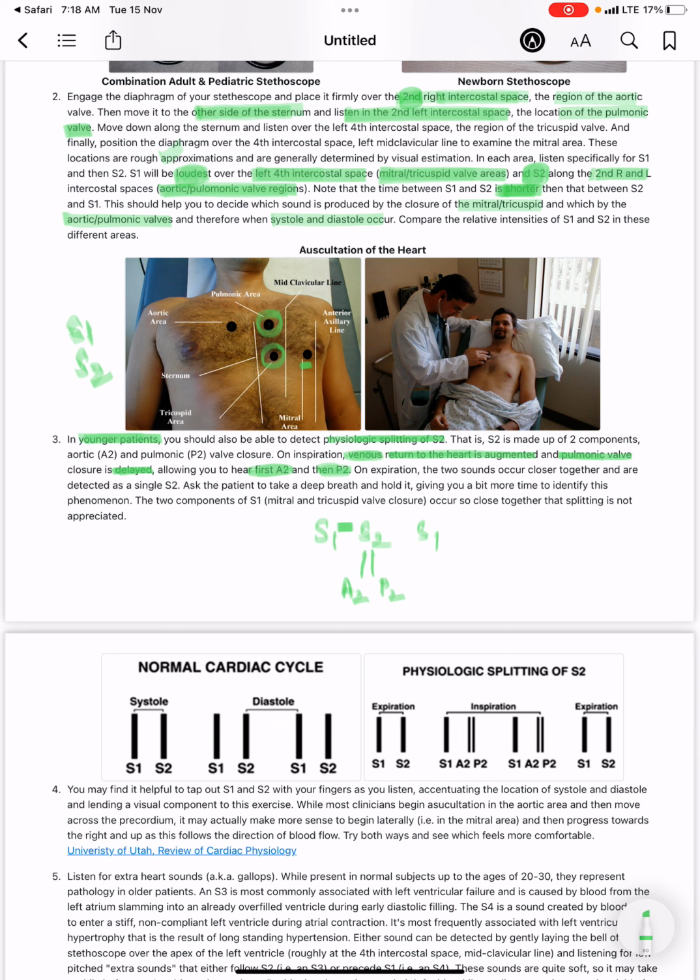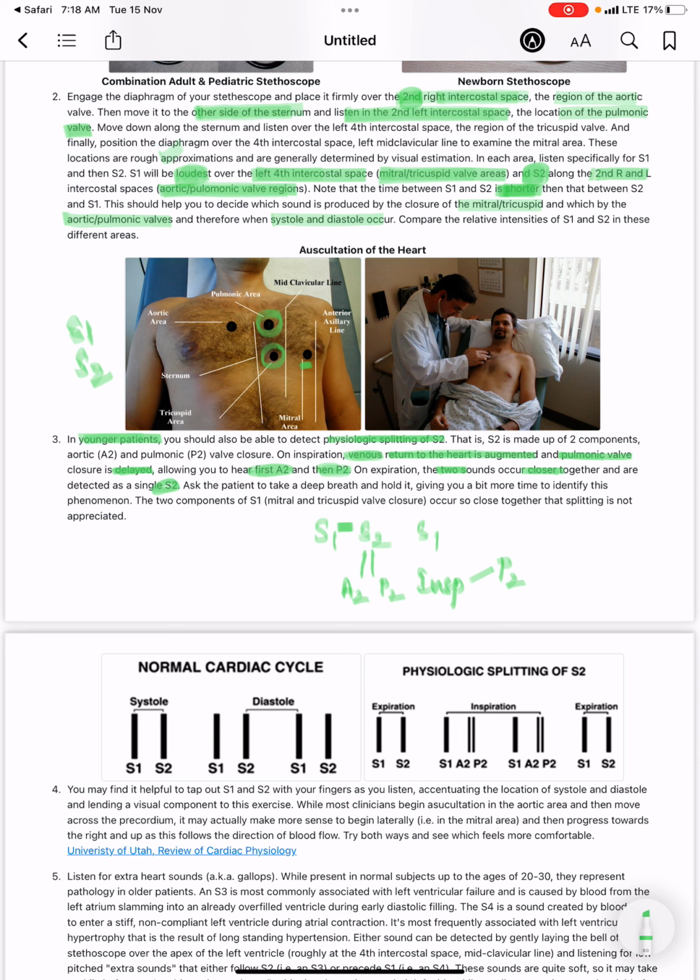On expiration, the two sounds occur closer together and are detected as a single S2. So on inspiration, P2 closure is delayed, and on expiration, the two sounds occur closer together and are detected as a single S2.